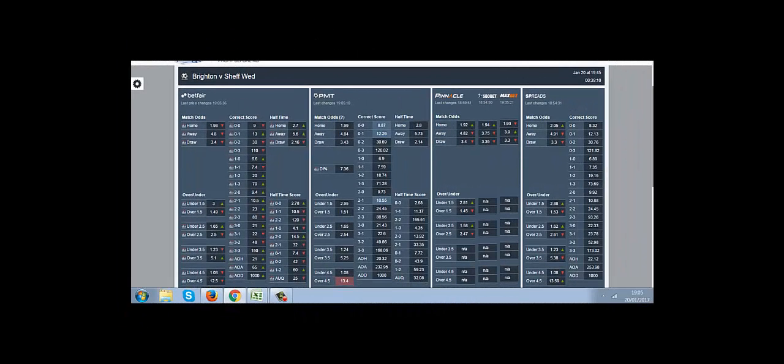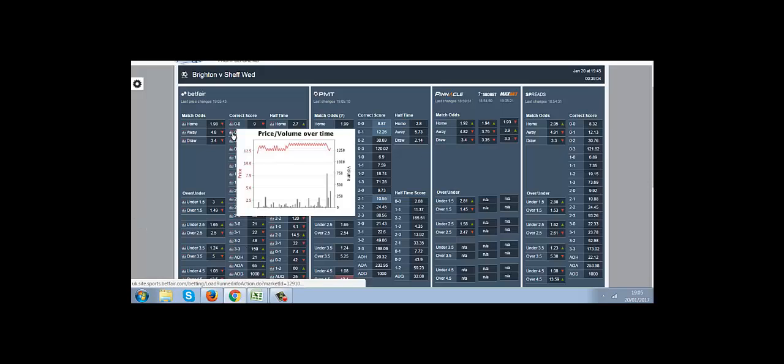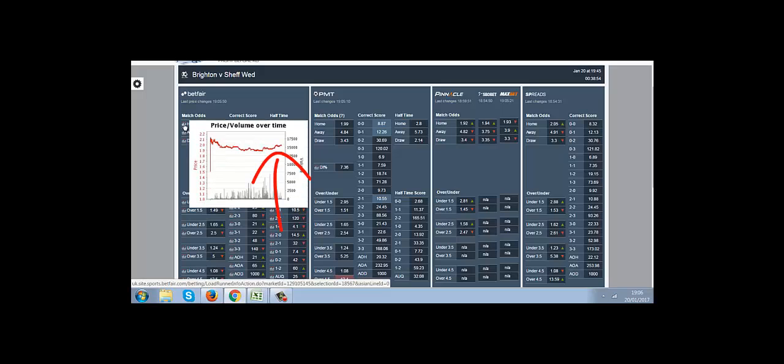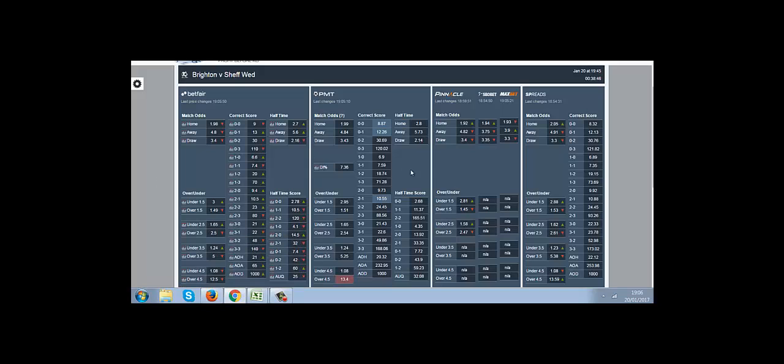Game between Brighton and Sheffield Wednesday. This is an automated game. The 0-1 scoreline you can see has come down. That's the Betfair graph. You can see the away price has come down. The home side have drifted, Brighton. And what happens if a home side drifts? The under 2.5 drops as the market expects less goals in the game.